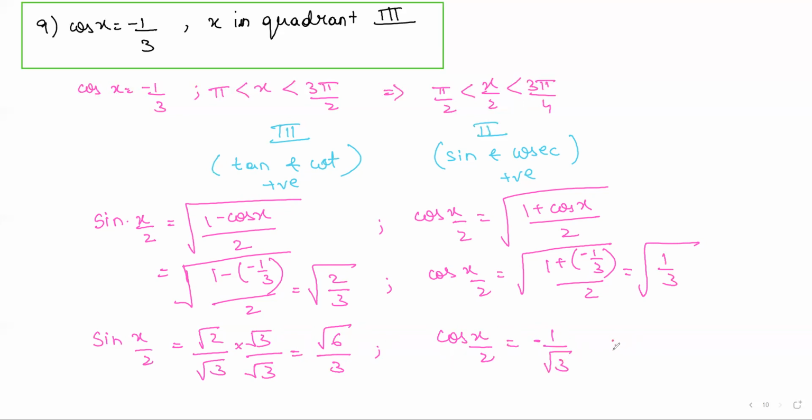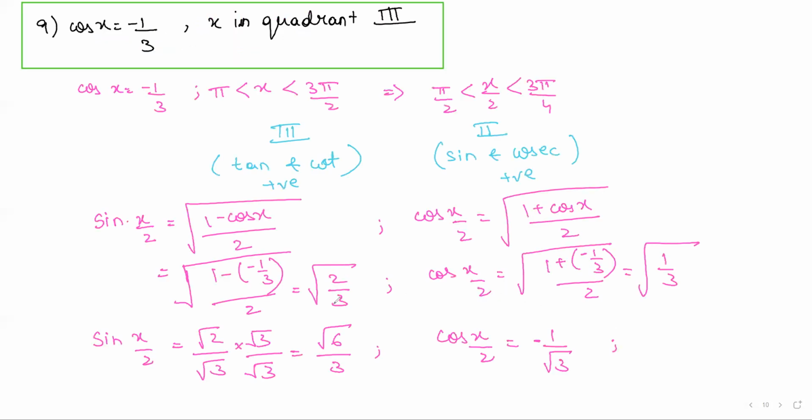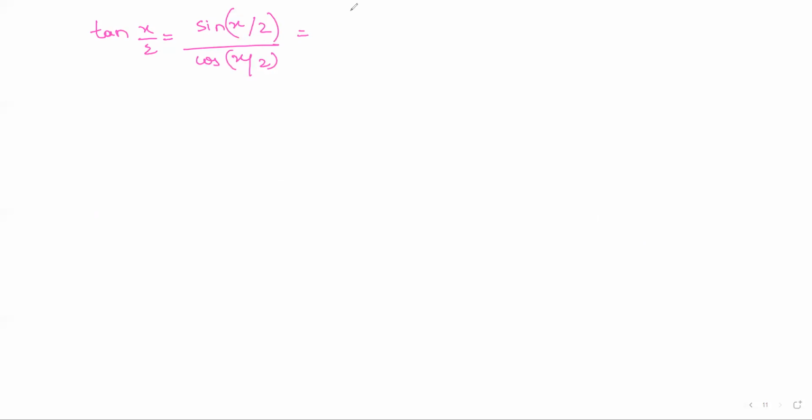Next, tan x by 2 is equal to sin x by 2 upon cos x by 2. Your sin x by 2 is root 2 upon root 3, and here you have minus 1 upon root 3. Root 2 upon root 3 upon minus 1 upon root 3. The denominators get cancelled, you are left with minus root 2.